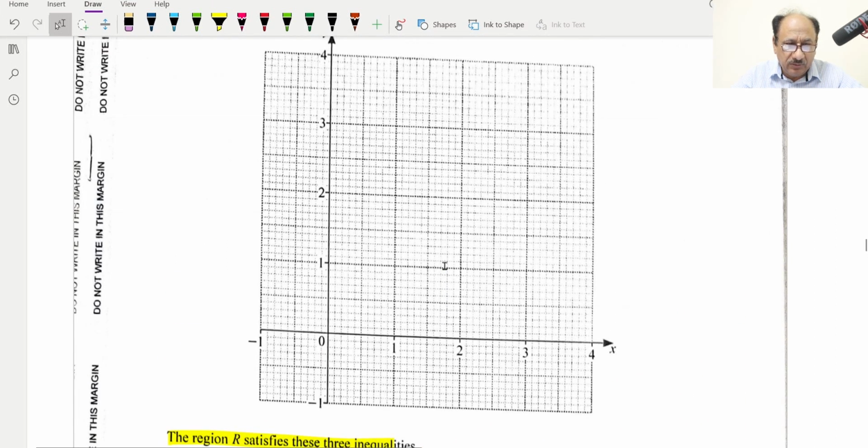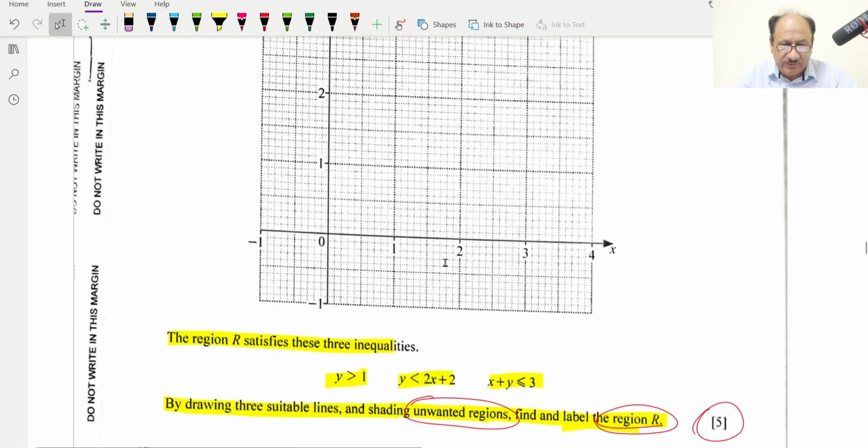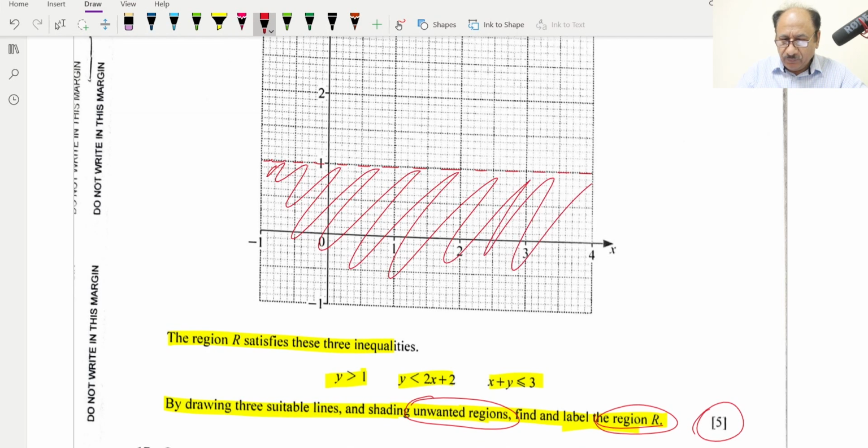So first of all we can see y is greater than 1. Y is greater than 1 will be which line? Since it is greater than 1, it will be a dotted line or broken line, which we are drawing over here. Greater than is required, so less than will not be required. So I will shade this region, so this is all unwanted region.